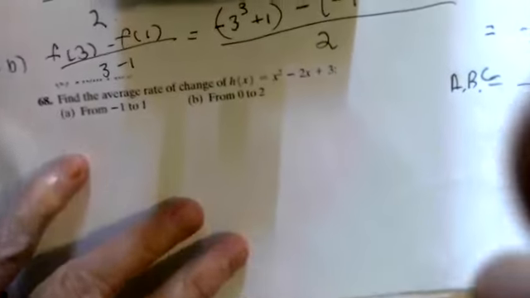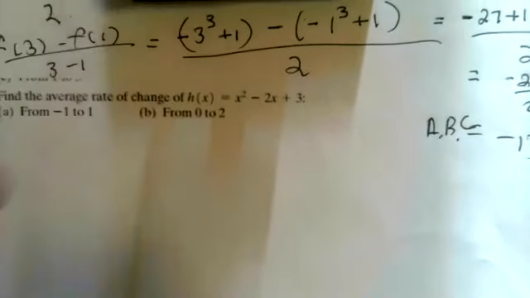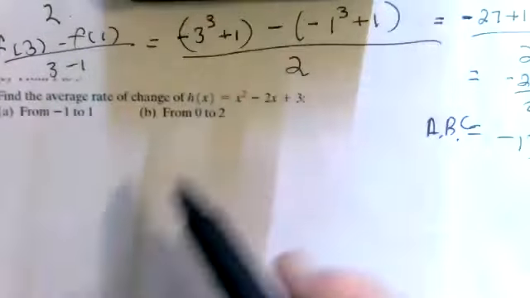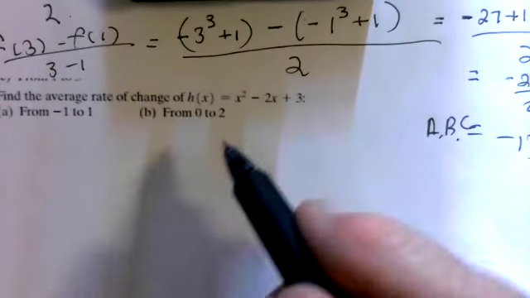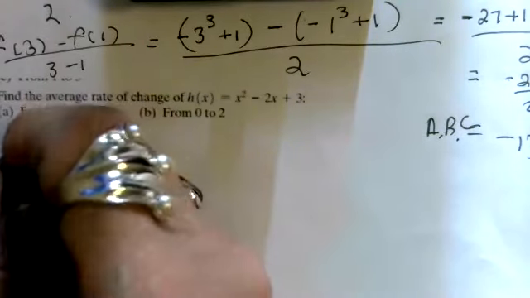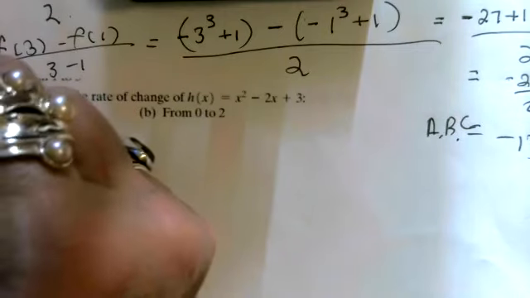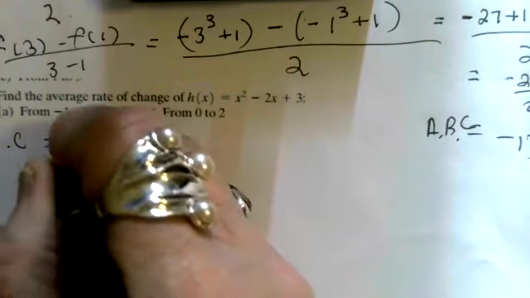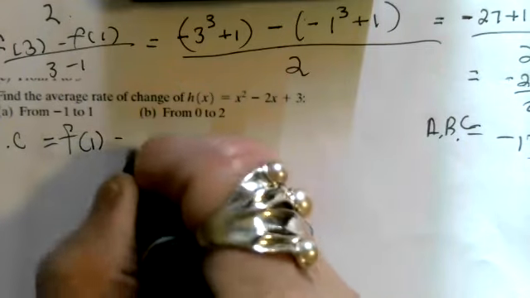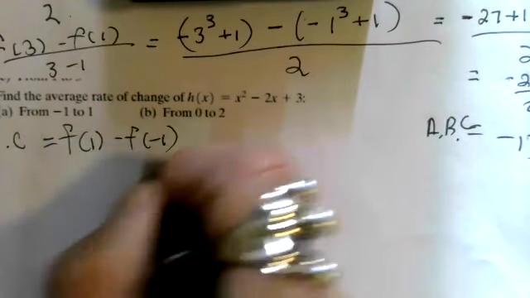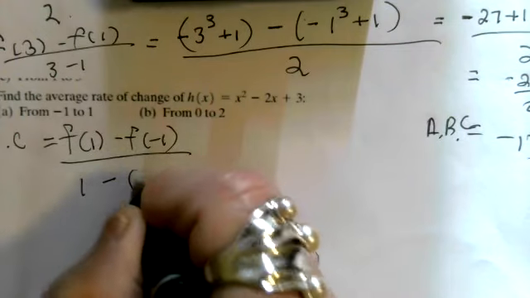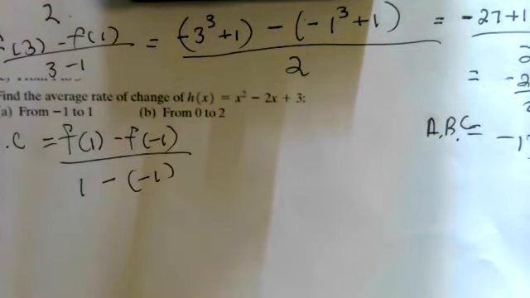Here's another example down here. We'll do this too. Find the average rate of change of h of x equals x squared minus 2x plus 3 from -1 to 1. So the average rate of change in the first part, and this is A, is going to be equal to f of 1 minus f of -1 over 1 minus -1. So be careful there.